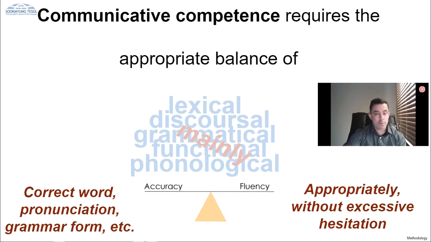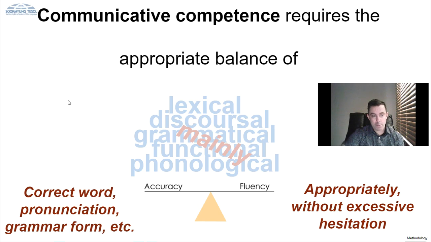Again, communicative competence requires that we balance accuracy and fluency. And a lot of people say hesitation is a sign of low fluency skills. However, I would always say excessive hesitation, not just hesitation. And the reason for that, of course, is it's natural to pause. You know who pauses a lot in their speeches? Barack Obama, right? And I don't think anyone would say he's not fluent in English, right?